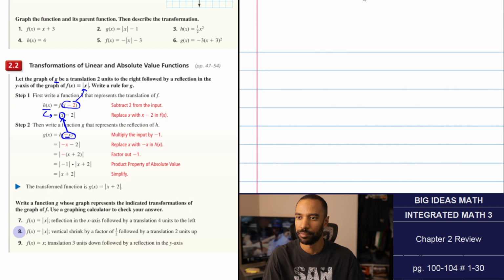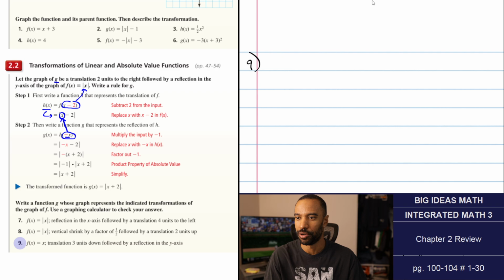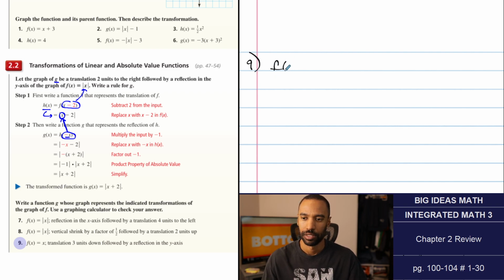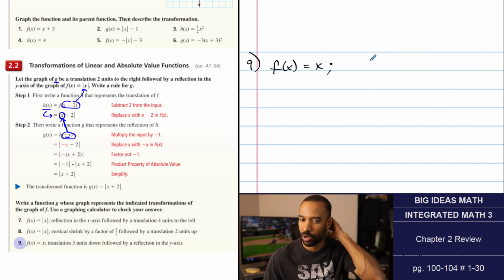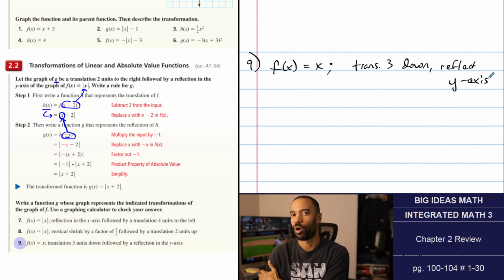Okay, let's go to number 9. On number 9, the original function was f of x equals x, the linear function, basically y equals 1x plus 0. But what we're going to do with this thing, we're going to translate 3 units down, followed by a reflection in the y-axis. So translate 3 down, and then reflect in the y-axis. Now, this seems opposite of what we would normally do.